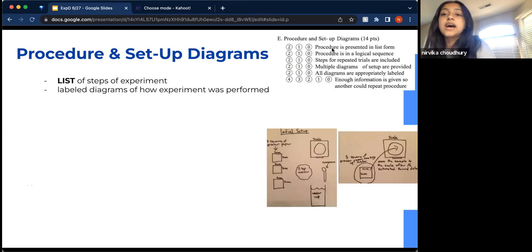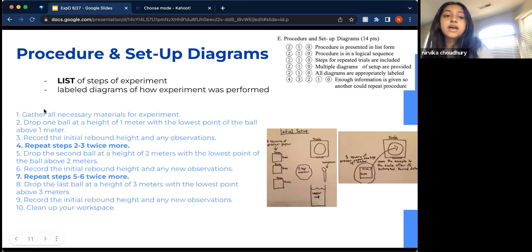So for a rubric, it has to be procedure is presented in list form, logical sequence. So as you can see here, this is list form, and it's in a logical sequence. We're gathering the materials first, and we're cleaning up at the end. And the rubric also says steps for repeated trials are included.